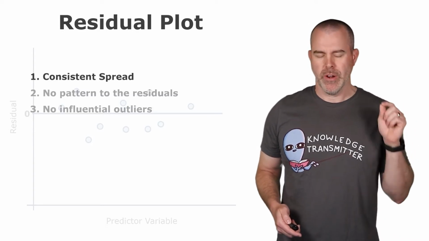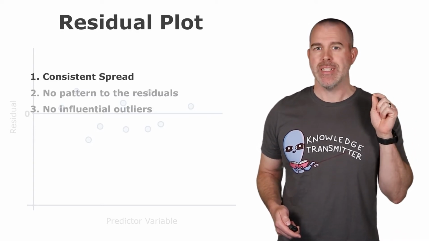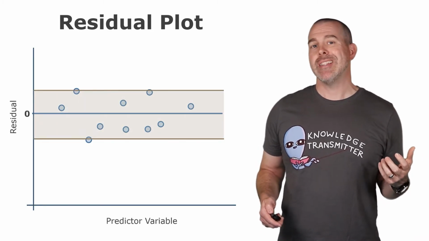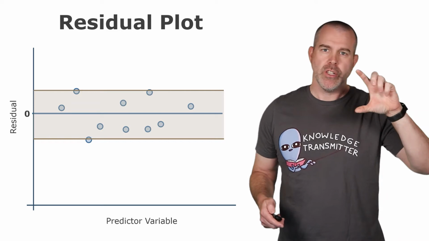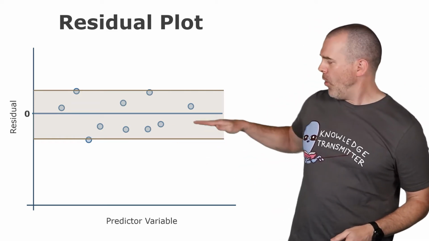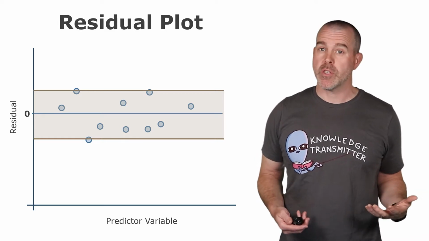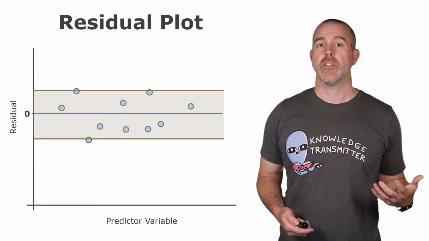Let's dive into the first one here. Consistent spread. We must have a consistent spread. So if we look at this example, you can see if we put a little bar across your little shaded region, they're all pretty much equally spread across the graph. That's what we're talking about when we mean consistent spread.